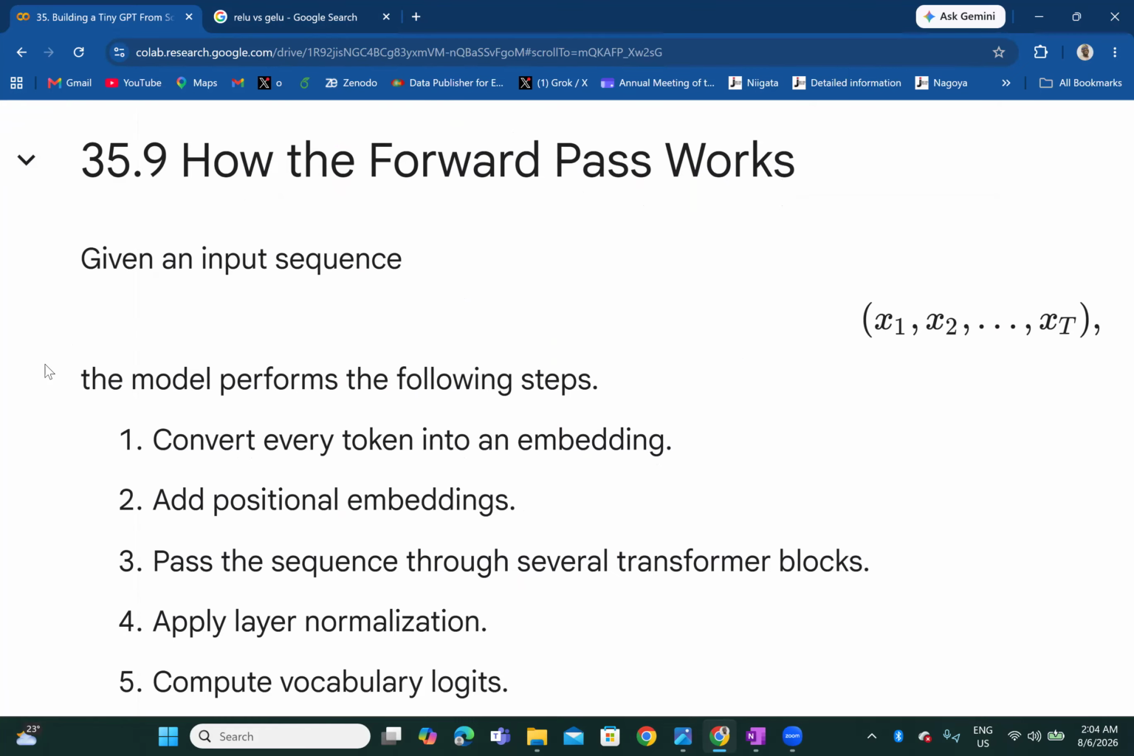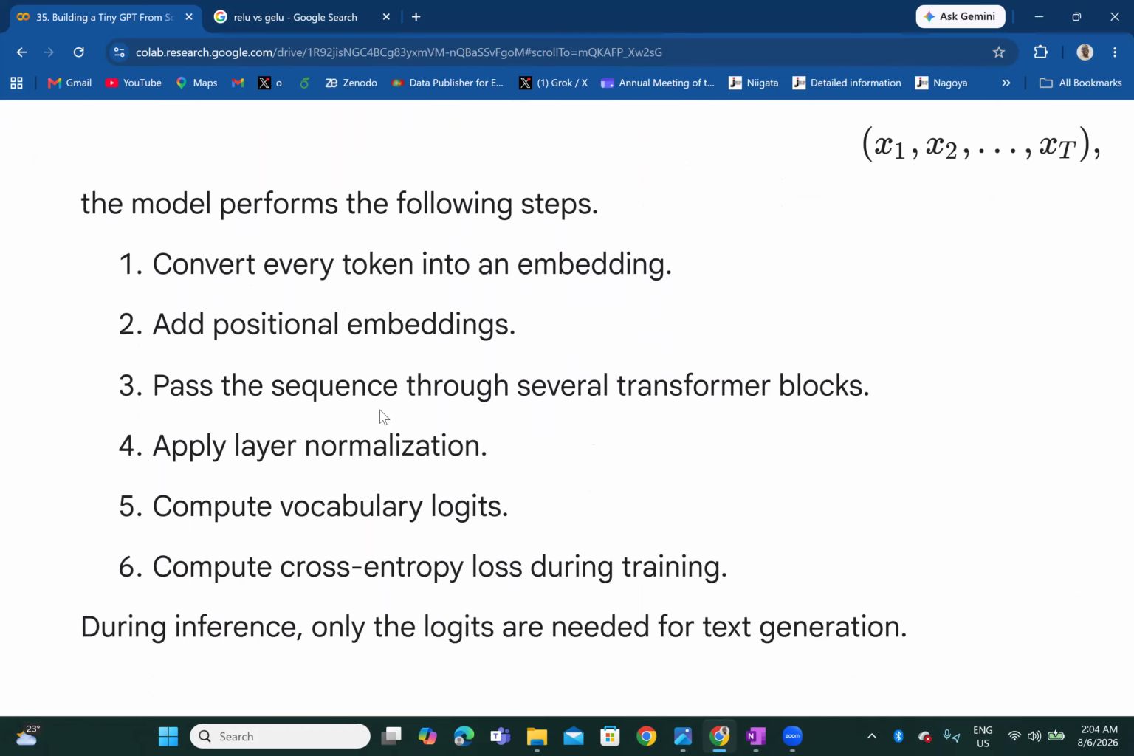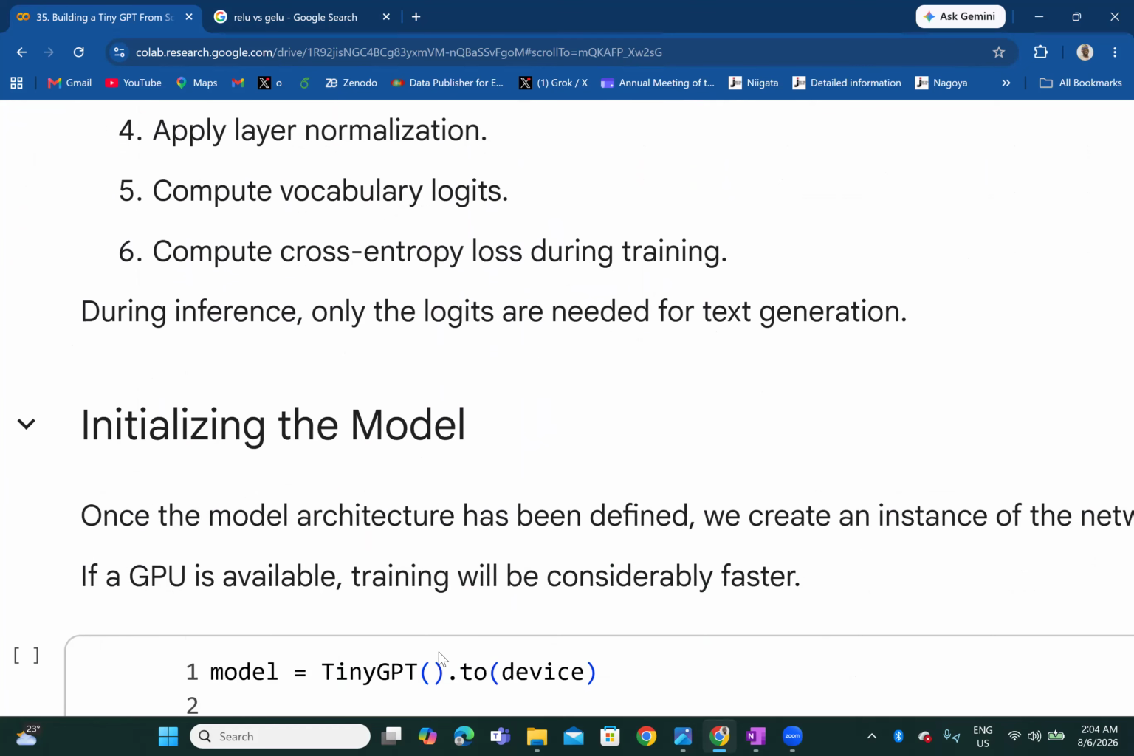How the forward pass works. Given an input sequence x1, x2 up to xT, the model performs the following steps. It converts every token into an embedding, adds positional embeddings, passes the sequence through several transformer blocks, applies layer normalization, computes vocabulary logits, computes cross-entropy loss during training, and during inference, only the logits are needed for text generation.